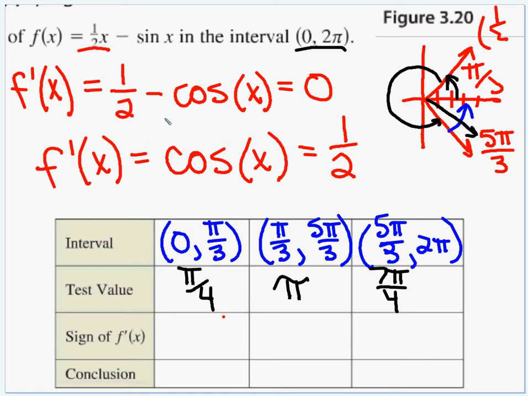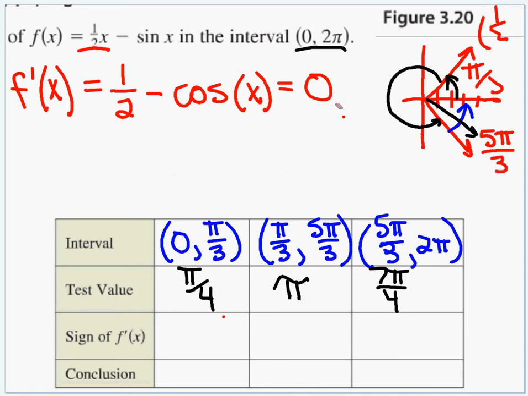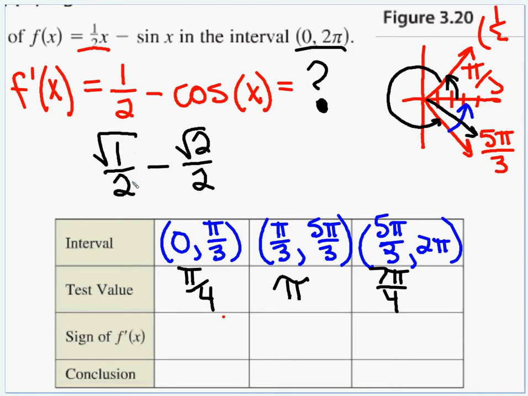And now, of course, we're going to put these test values in. I'm going to make my eraser a little smaller here, because I'm going to put those into that first derivative that we found, to see if the output, I'm going to get rid of that 0 and put a question mark, is it positive or negative? And here this is a constant, so it's 1/2 minus. We're just going to put our test values in here for cos. So the first one, 1/4 pi, both sine and cos are √2 over 2. So 1/2 minus the root of 2 over 2, that's going to be negative. So our function is decreasing.